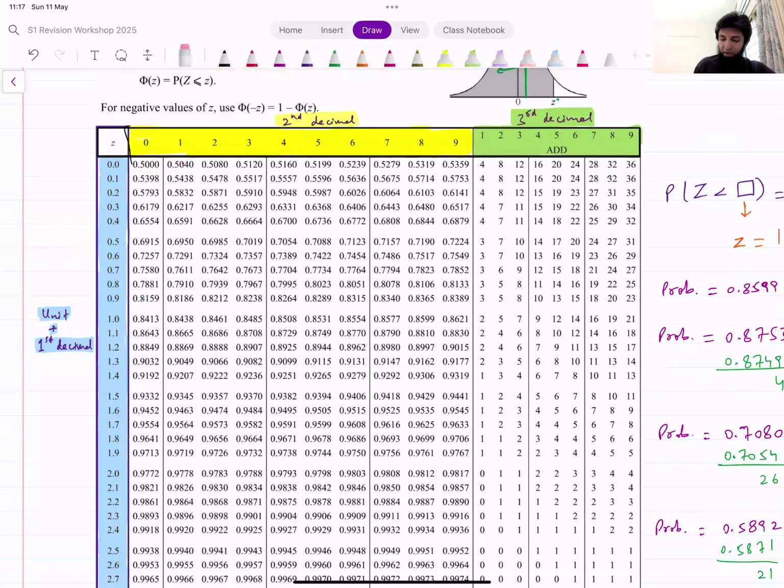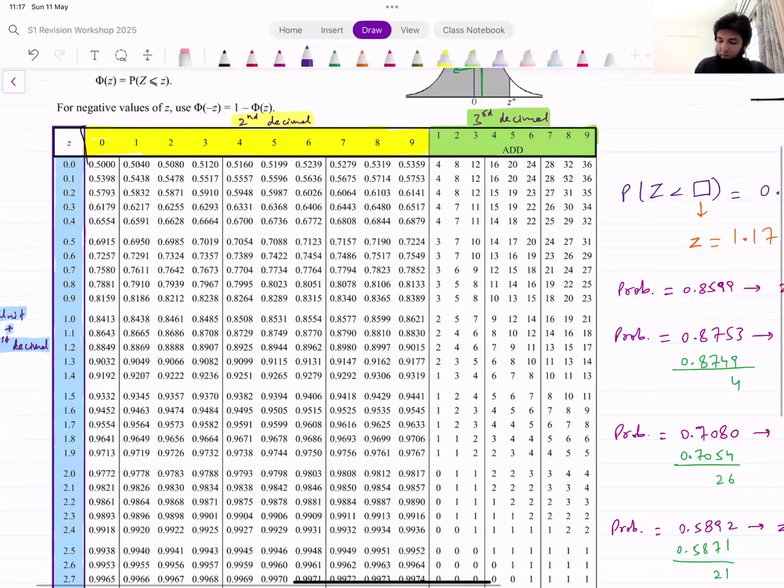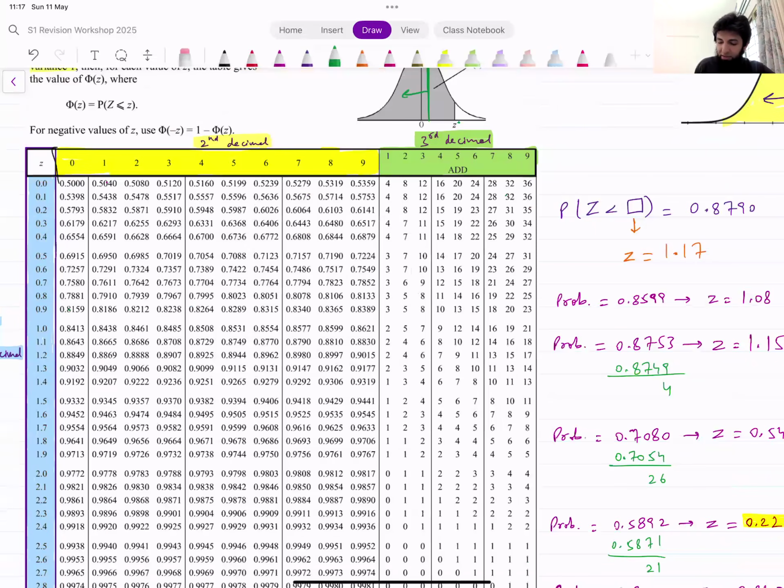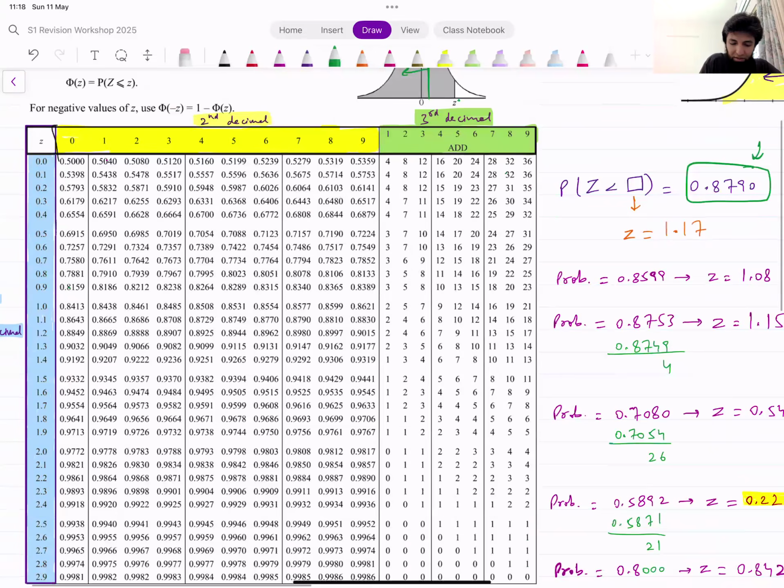Let's say you are given a probability value: z less than some value is 0.8790. Now, what's that z value? How do you find that z value? That's the question. You would search for this probability in the table, 8790. The probability values are given in ascending order from top left to bottom right, so they increase in this order. So it's not going to be difficult to find that. They're sorted like this.